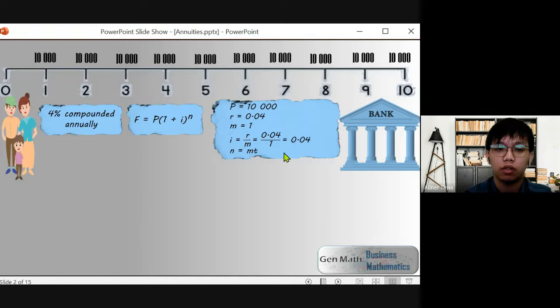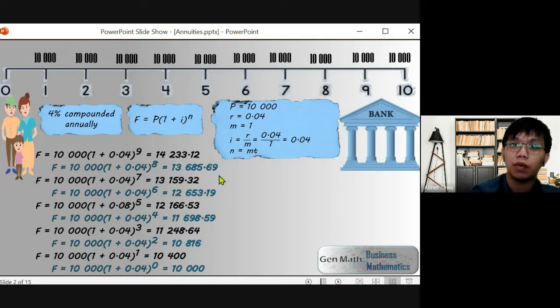Okay, so let us solve the future value of the first 10,000 for us to know the total savings that they can withdraw once Josh enters college. So we have here the following solution for the first 10,000.